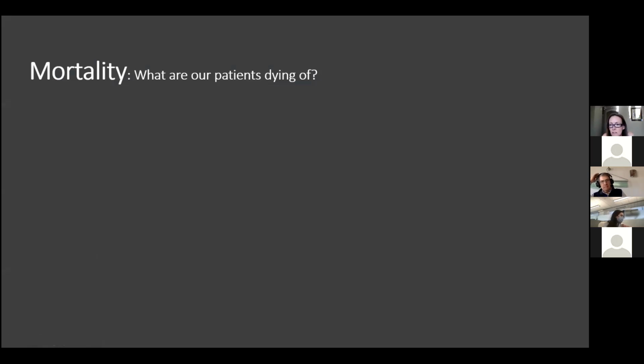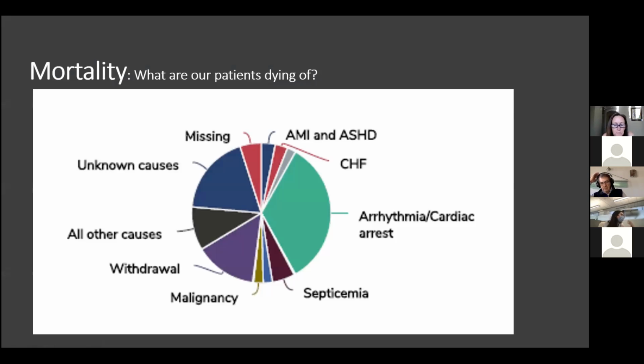So what are our patients dying of? This is also from the USRDS database. And you can see here, all of this section here is cardiac stuff. So heart failure, heart attack, arrhythmias, cardiac arrest is the majority of cause of patient death in our ESRD patients. And the second leading cause is infection.